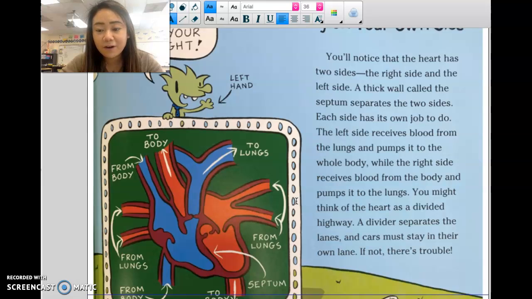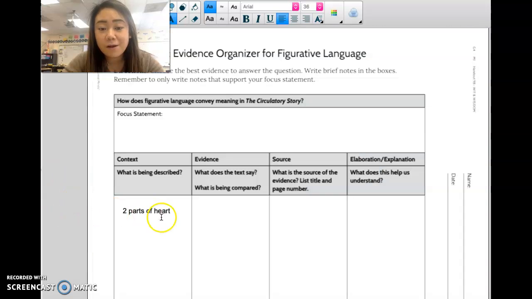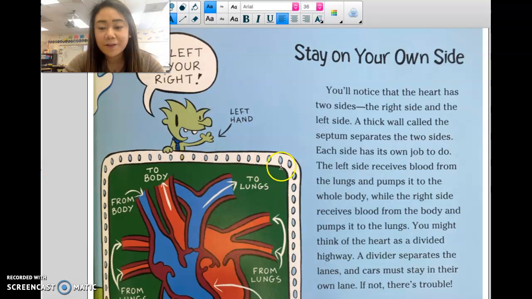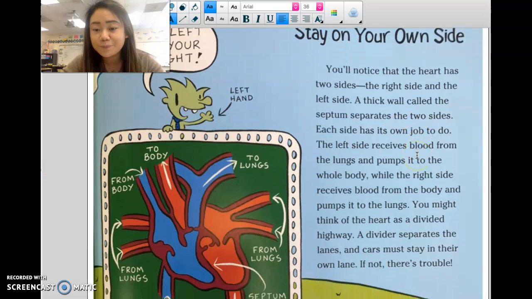You might think of a heart as a divided highway. I think that's the figurative language right there. You might think of a heart as a divided highway. A divider separates the lanes, and cars must stay in their own lane. If not, there's trouble. Okay, so what does the text compare the two parts of a heart to? Look at it. Pause the video if you need to.